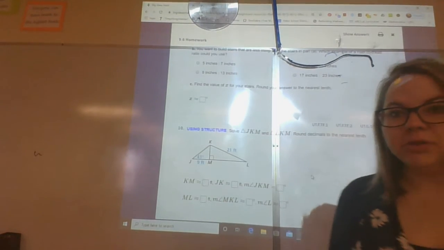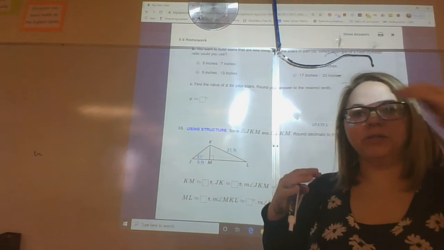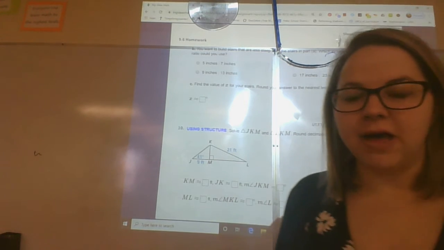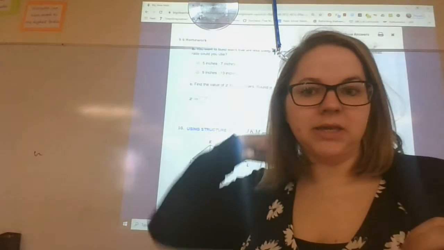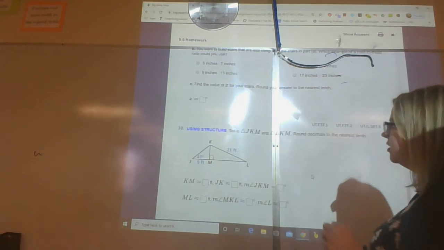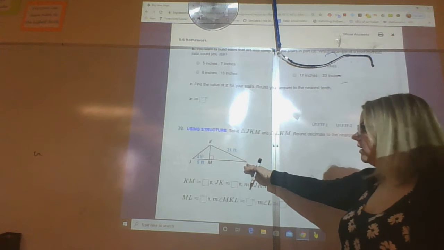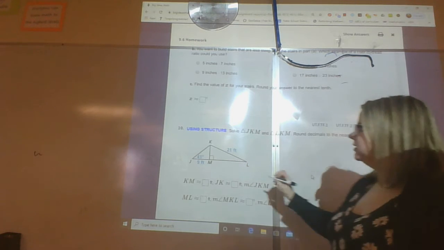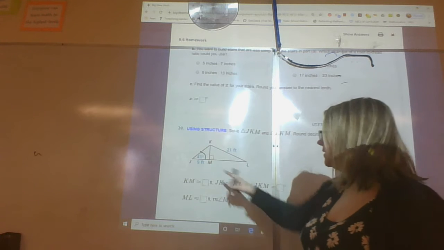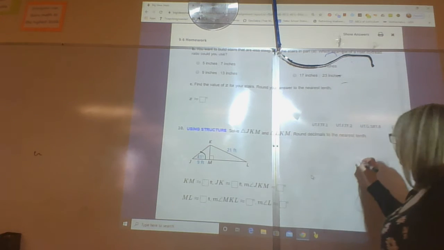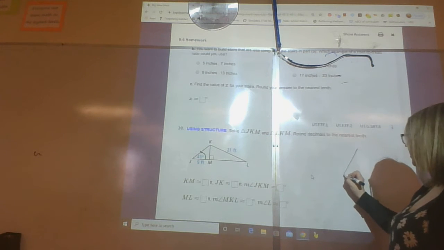Okay, so now on number 10, we're putting everything we've learned together in 9.4, 9.5, and 9.6. So we're going to be finding angles and side lengths. Okay, so number 10 here, we have two triangles. This angle here that we have is 41. We have this side and we have that side. So let me draw it out here so we can see it better.